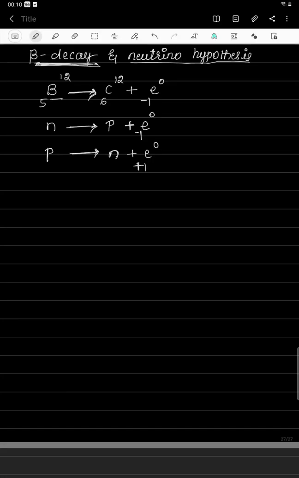So far we have discussed alpha decay. Now we will study beta decay. So what is beta decay? It is the spontaneous emission of an electron or positron from the nucleus.